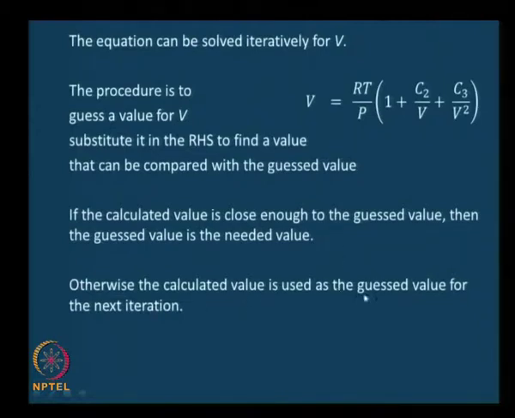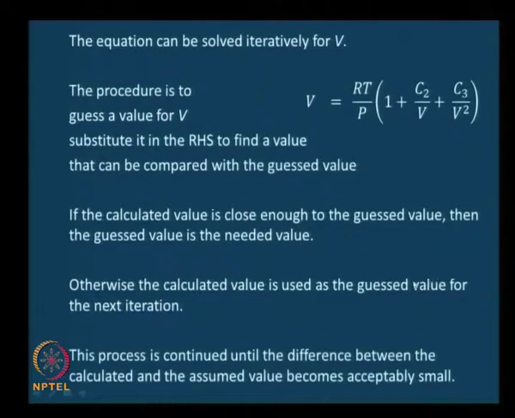otherwise the calculated value is used as a guessed value for the next iteration, and then you use that volume here, substitute that volume here to find out the right hand side and then compare again, and the process is continued until the difference between the calculated and the assumed value becomes acceptably small. This is where we left off last time. I hope you would have worked things out. If you had some difficulty, please pay attention to what follows.